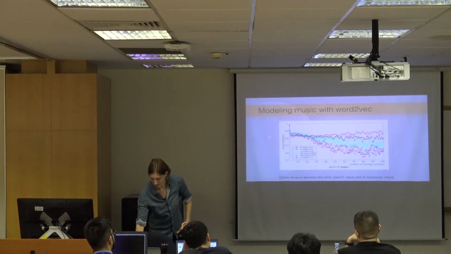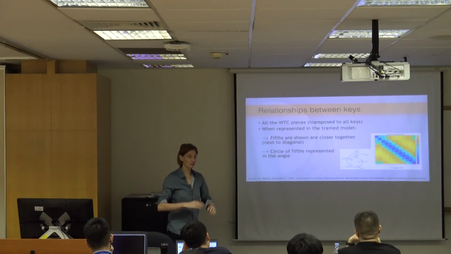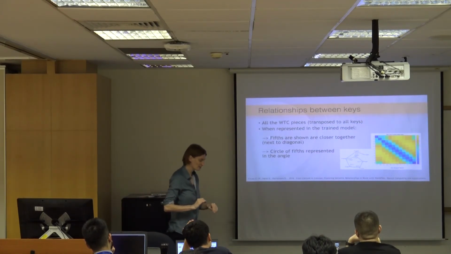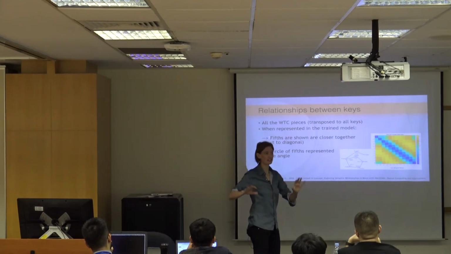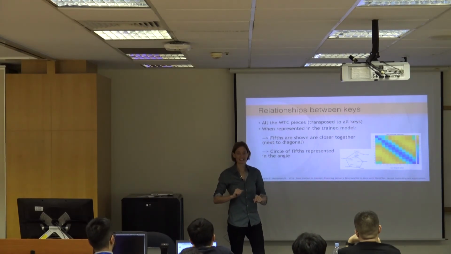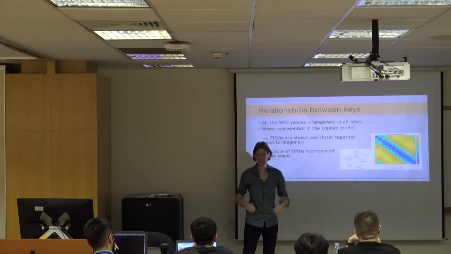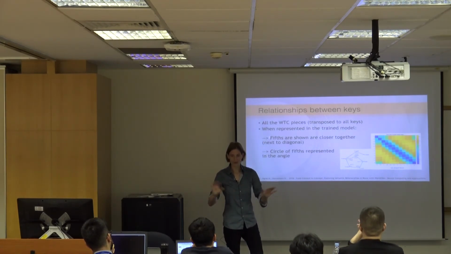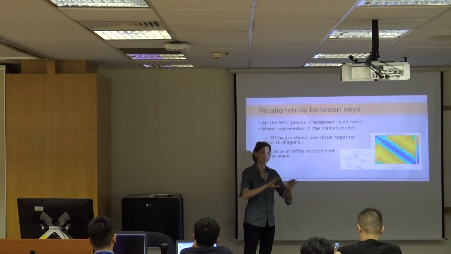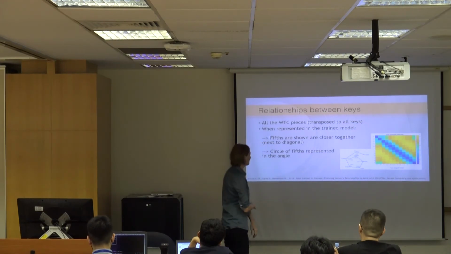We looked at some other things. For instance, we took the well-tempered clavier pieces. Why? Because they have a piece in every key. And to get more data, we even transposed them into all keys again. So we had the same number of pieces per key.